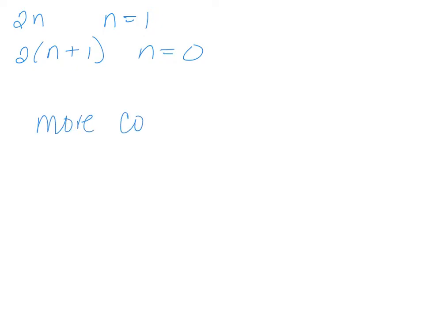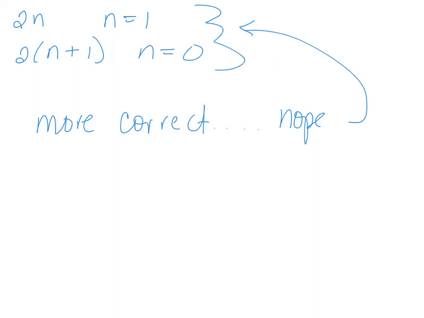All right, to talk about that a little bit further, the first time we talked about Cody's expression, we said the expression was 2n when we start with n equals 1. And then we talked about it being 2 times n plus 1 if n equals 0. Is one of them more correct than the other? Well, nope, it actually isn't. Sometimes we can start with n equals 1, sometimes we can start with n equals 0. You just have to tell me which you started with.